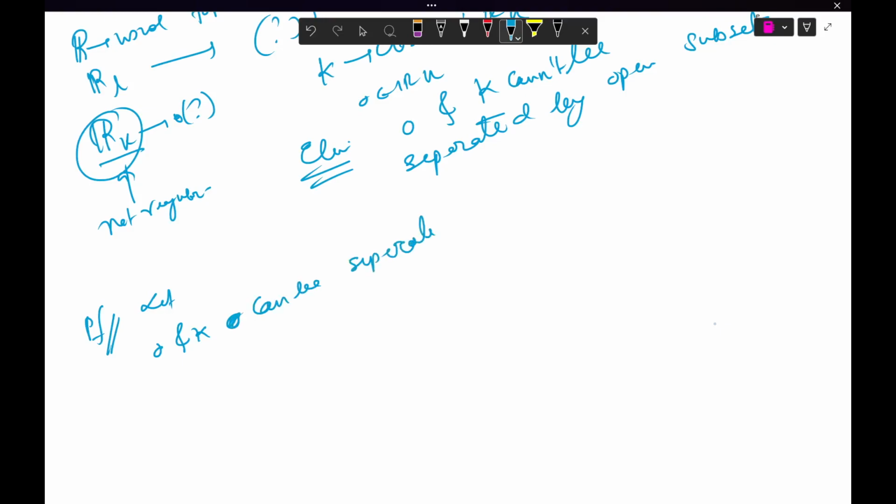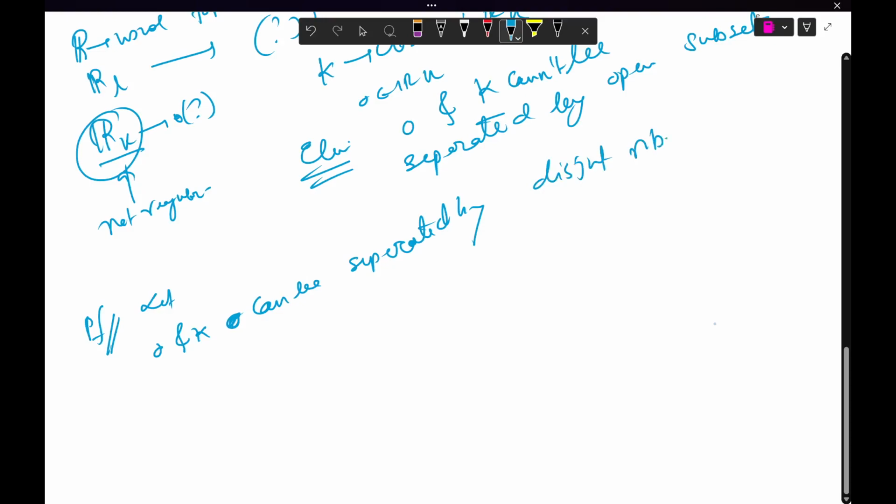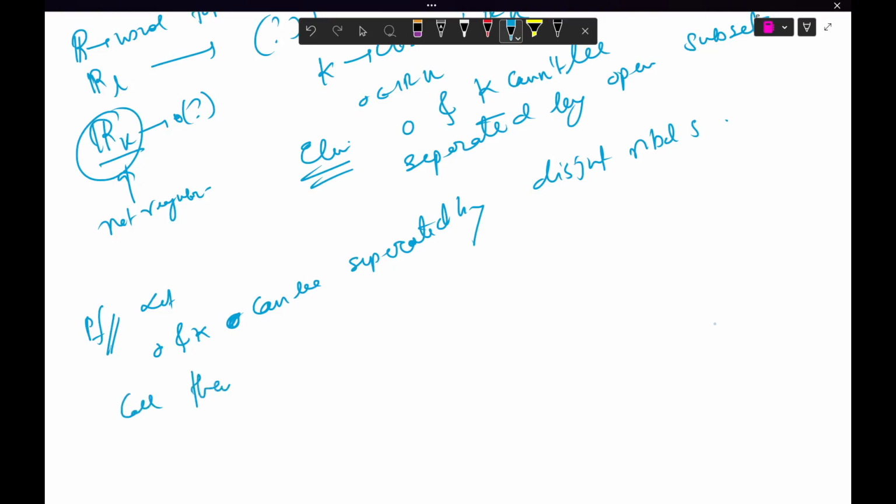can be separated by disjoint neighborhoods. So call them U which contains 0 and V which contains set capital K. Okay.